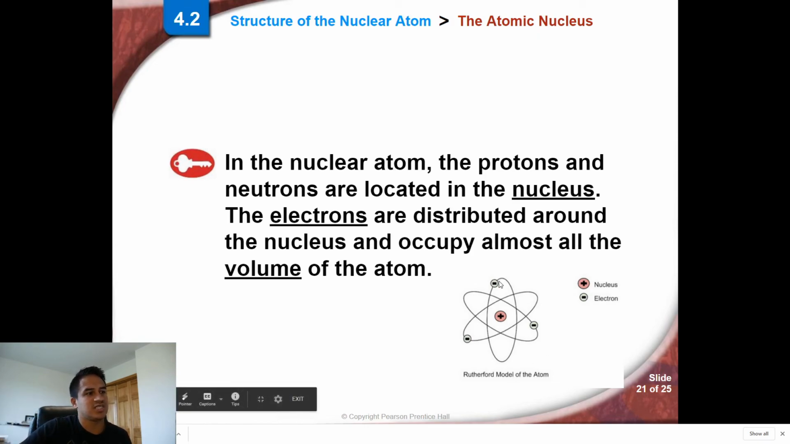Now, granted, this is not the current model of the atom. We do not think atoms look like this. However, it's a good one because it does show visibly where things are located. You have the nucleus in the center, you got the electrons buzzing around the outside, and in between the nucleus and the outside, there's just nothing but empty space.